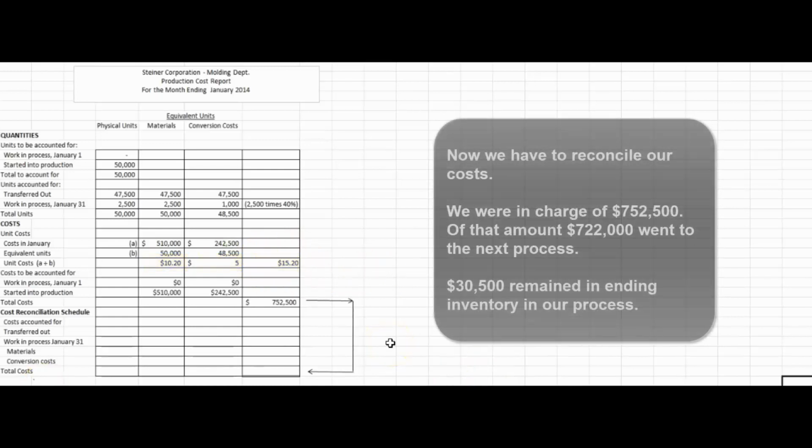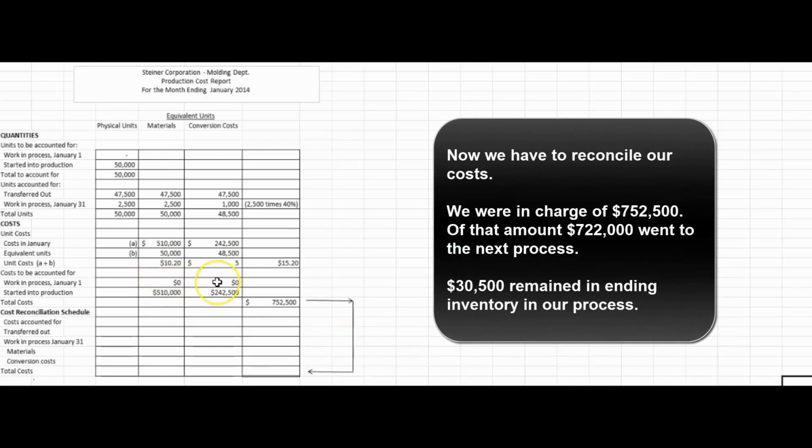$15.20. Our costs to be accounted for: there were $0 in beginning work in process. They gave us $510,000 worth of new materials. We added $242,500 worth of conversion costs. So our total cost to be accounted for is $752,500. How do we account for the $752,500? Well, we told you that we transferred out $722,000. So 47,500 units transferred out at $15.20 a unit. So that's $722,000.